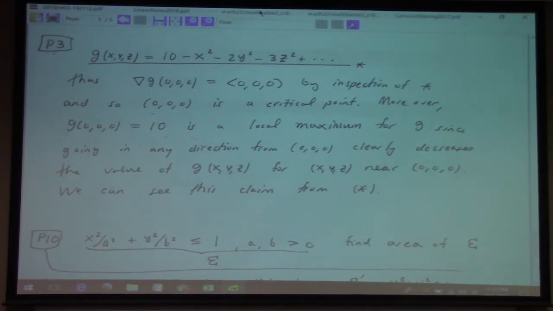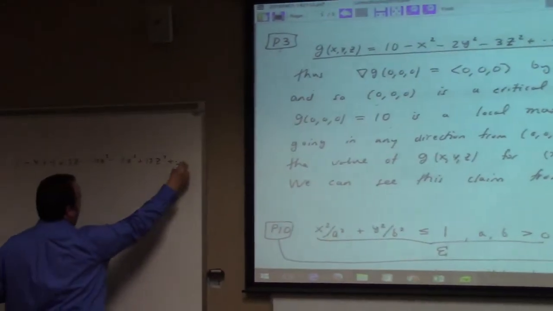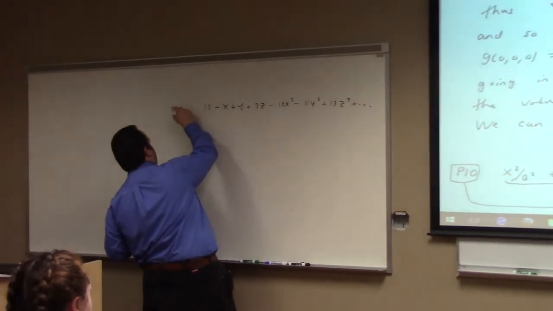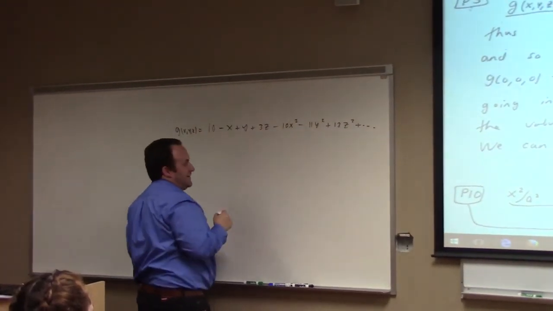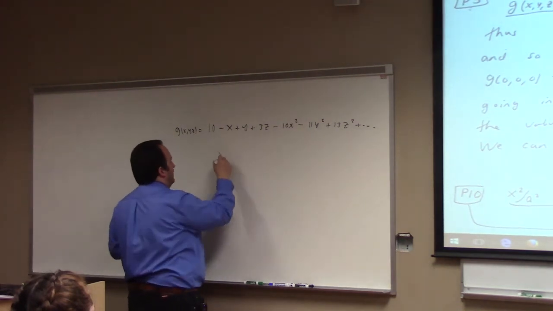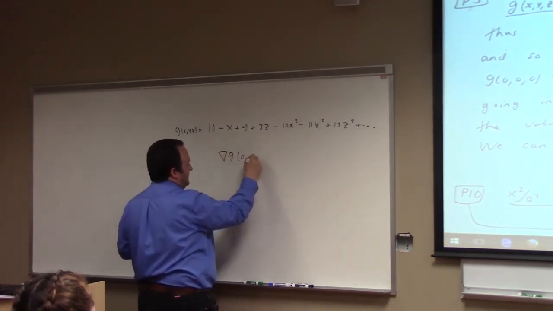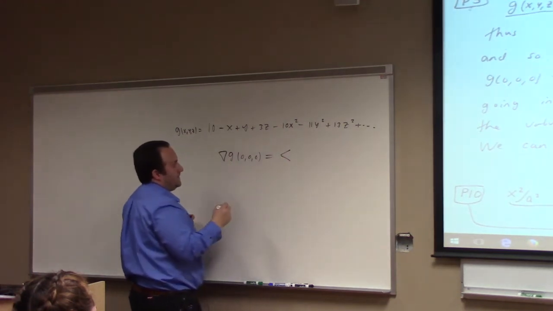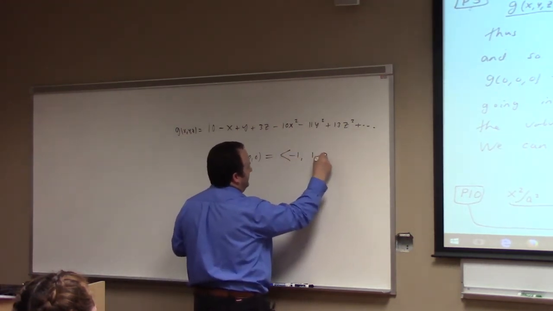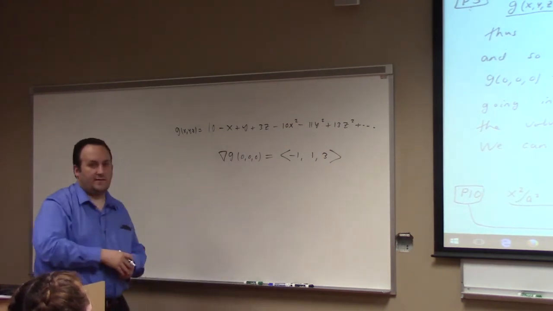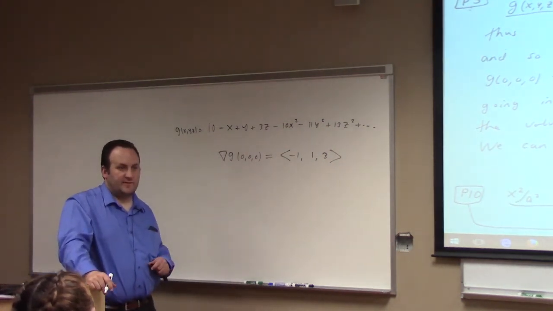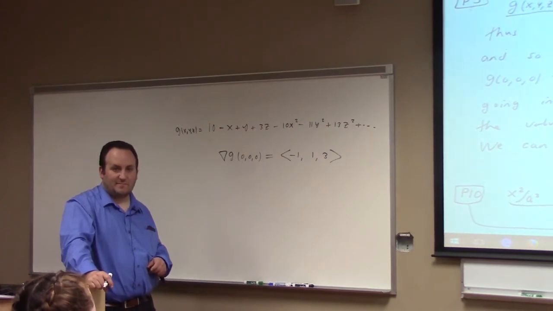What if instead, just to check you guys, I had 10 minus x plus y plus 3z minus 10x squared minus 11y squared plus 13z squared. In that case, if that was my g, my multivariate power series expanded at 0, 0, 0 for g, what would the gradient of g rather have been at 0, 0, 0 in this example? Negative 1, 1, 3, right? And then you'd say, oh, not a critical point. Done. You don't have to analyze the critical point if it's not a critical point, right?